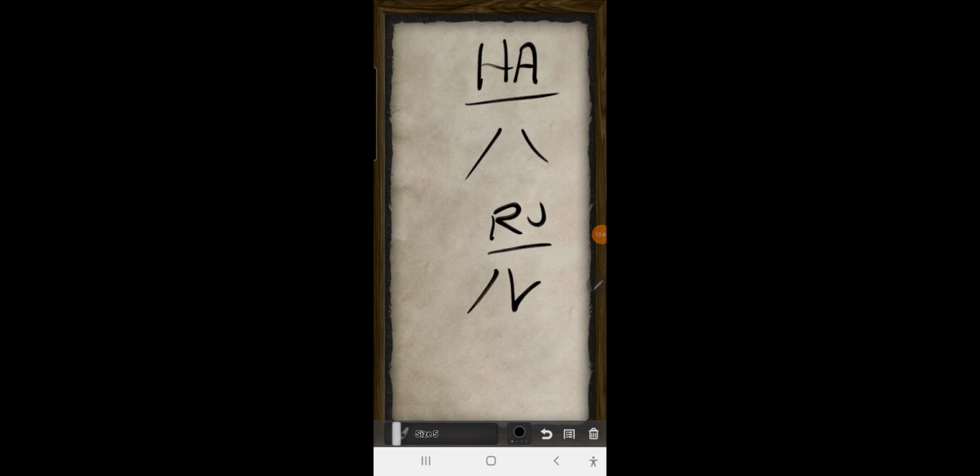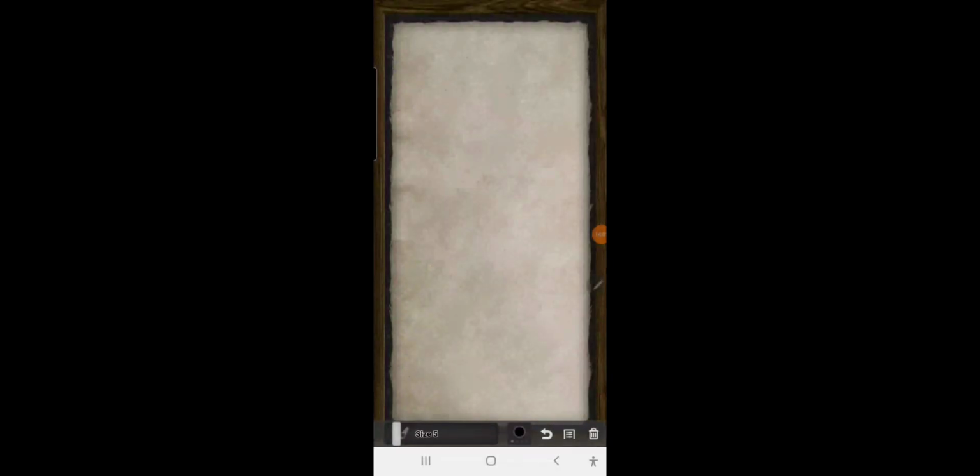Ha. Ha is that in katakana. And ru, it's the same first stroke. It's that instead. Very similar. It's kind of like ha, but this first one goes more down and then up. Like that. Okay. Lastly, we would have wu, but there is no such thing as wu.